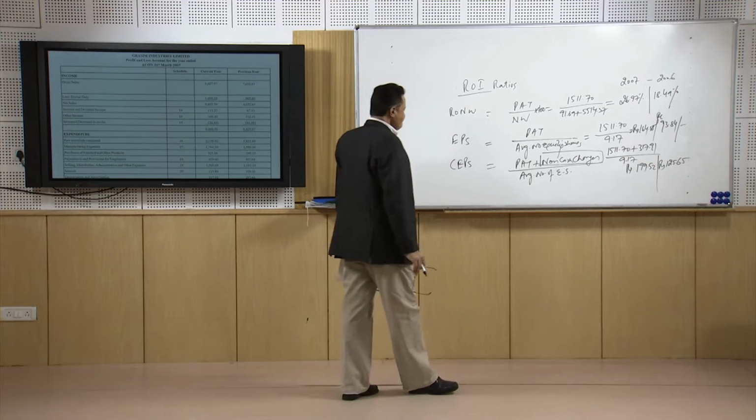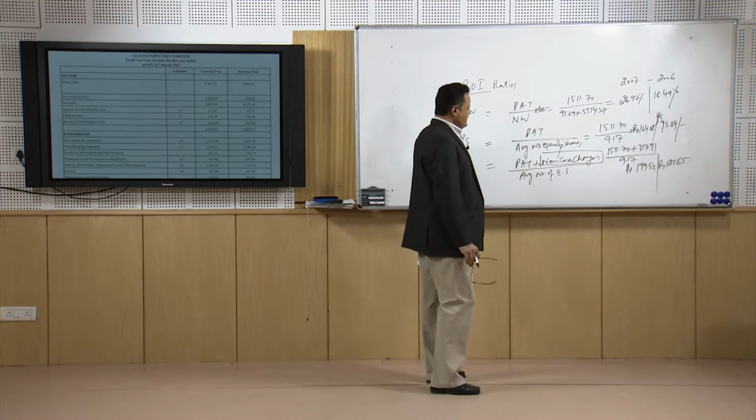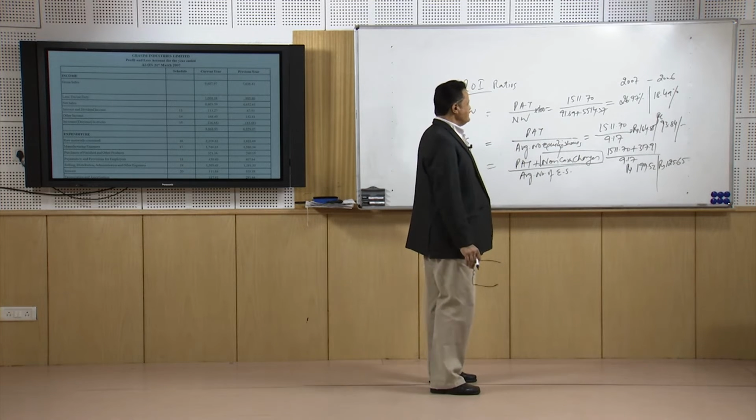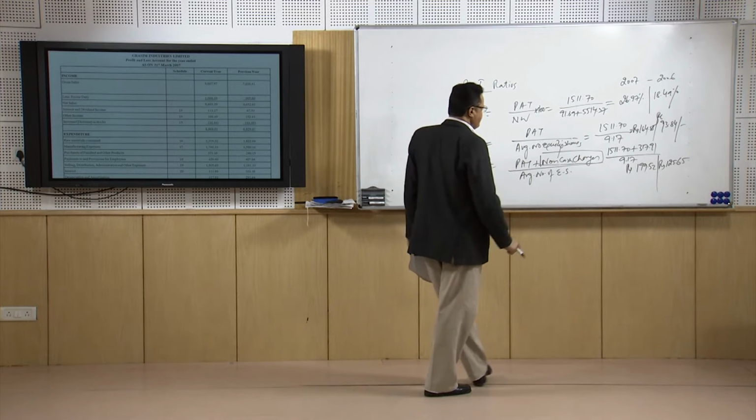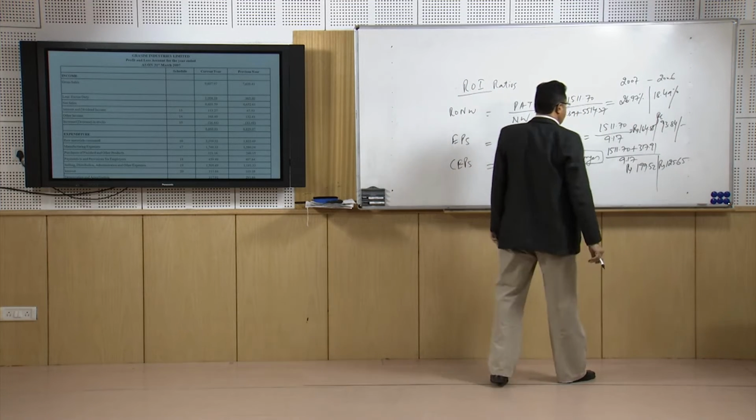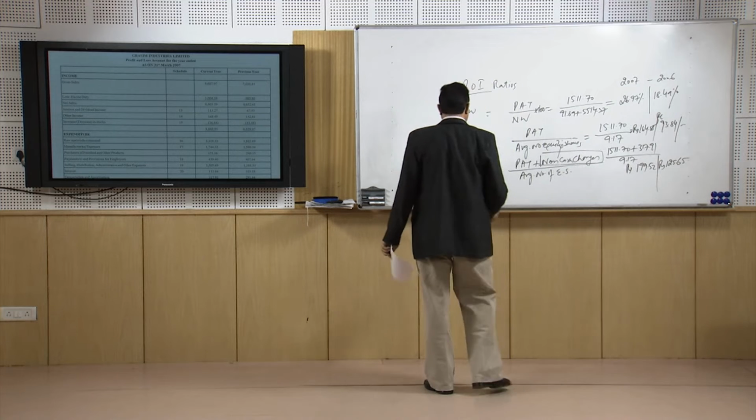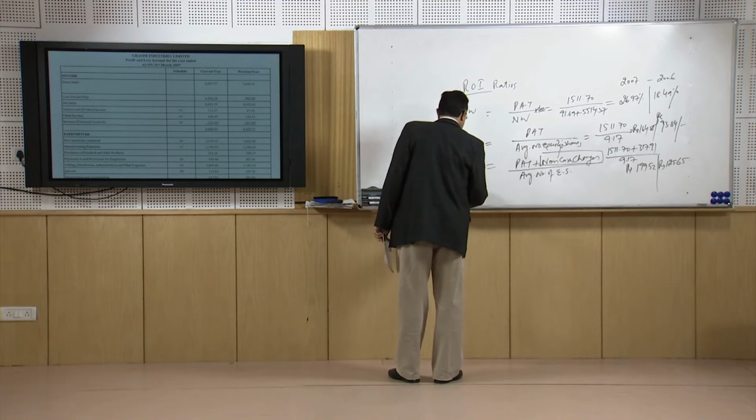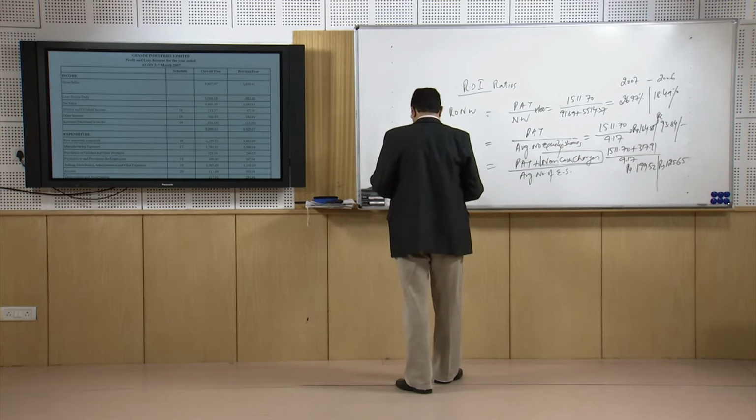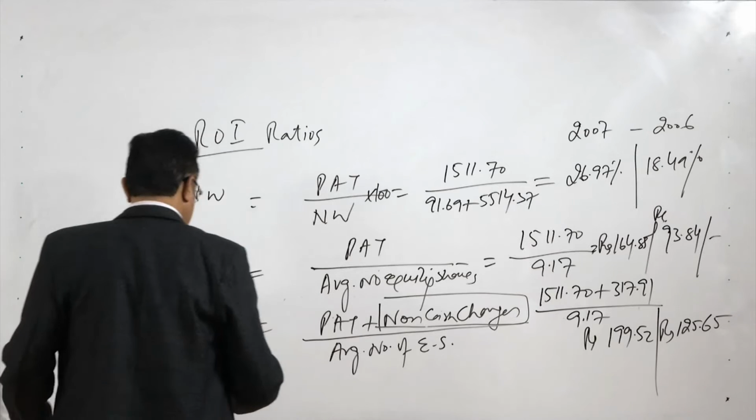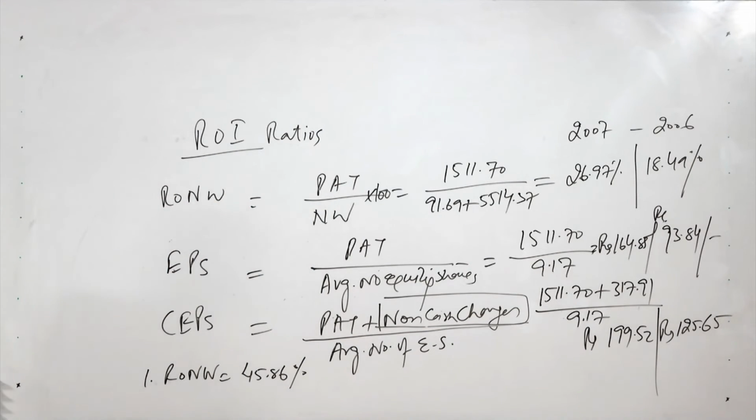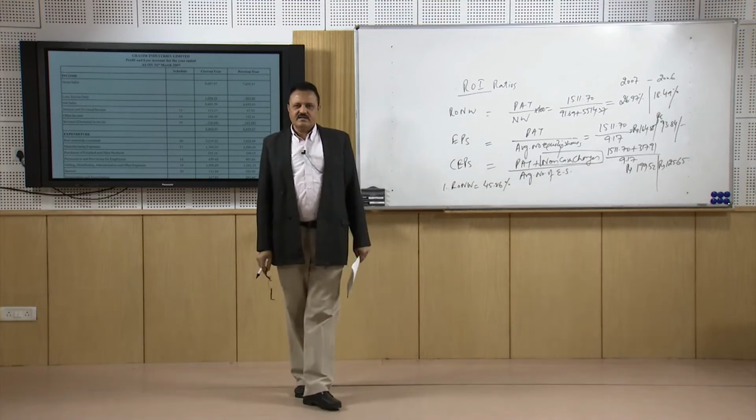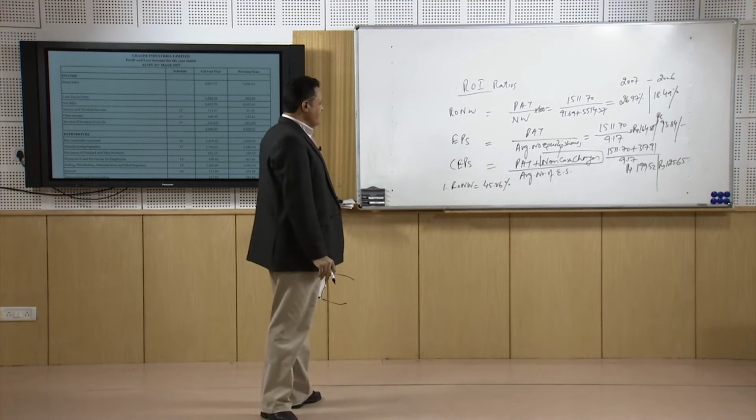So here we are calculating these three ratios. The first is return on investment, that is return on net worth. If you compare, the previous year is 18.49% and the current year is 26.97%. So what is the increase in the return on net worth? The percentage increase as compared to the previous year is 45.86%. Very good, substantial increase as compared to the previous year.